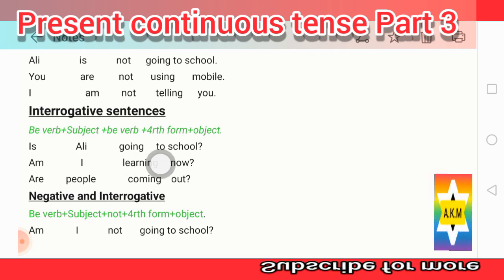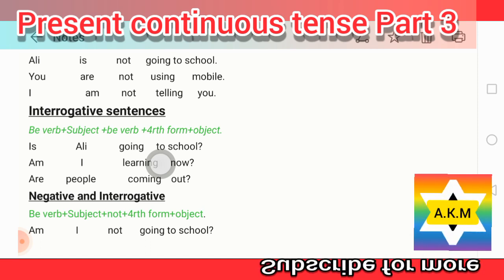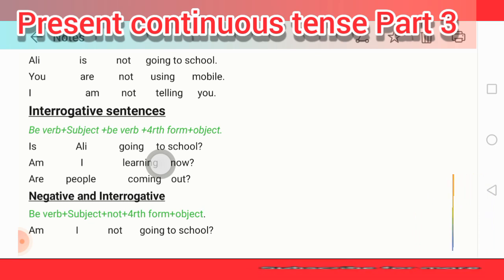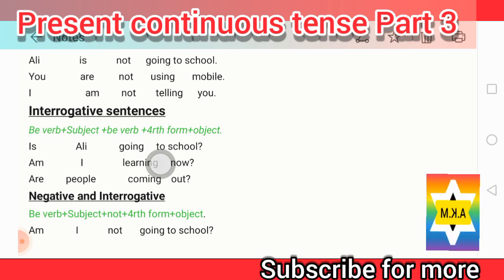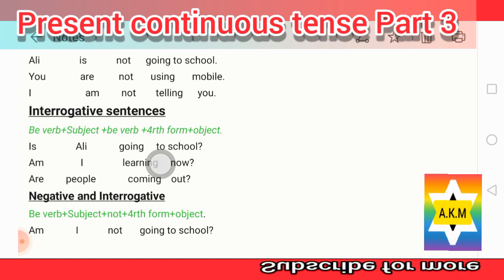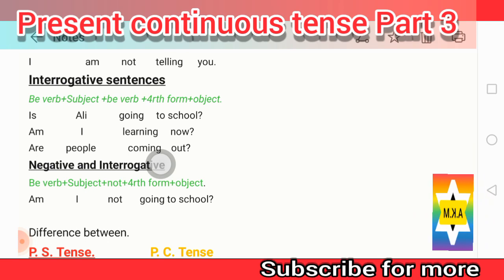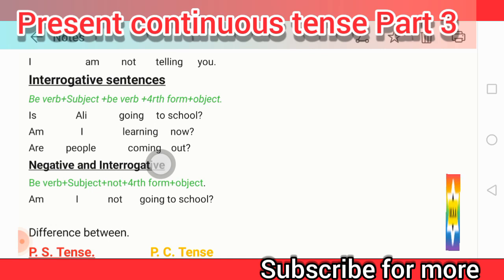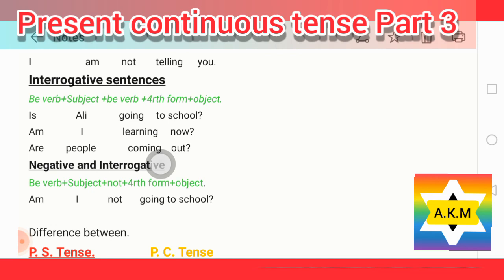How we can make interrogative sentences with the be verb: if you want to make interrogative sentences, first you will have to use the be verb. You will use is, are and am, then subject, then fourth form, then object. So interrogative sentences will be made like this if you want to make them.